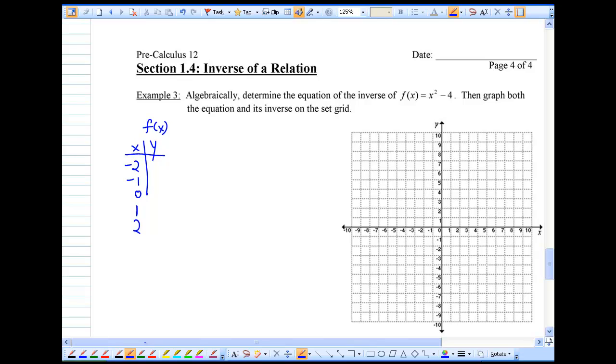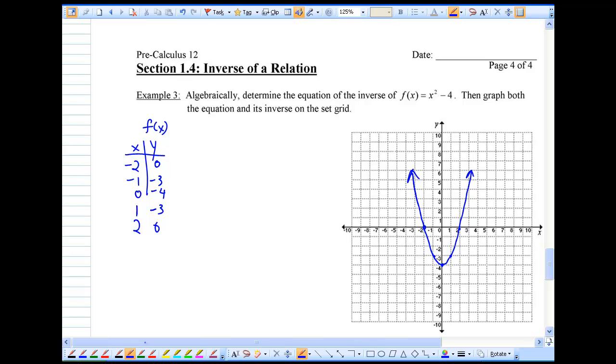Negative 2 squared is 4, 4 minus 4 is 0. Negative 1 squared is 1, 1 minus 4 is negative 3. Oh yeah, we've seen this graph a few times. Hope you're used to drawing parabolas by now. It's been like 2 years.